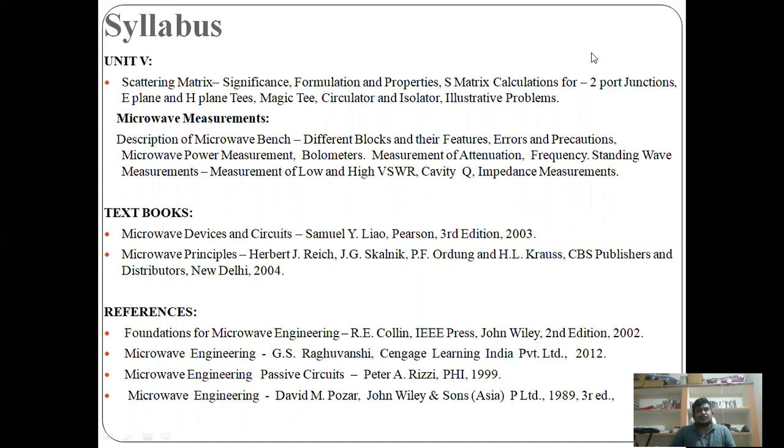What are the textbooks you have to follow? We have one book, Microwave Devices and Circuits by Samuel Y. Liao. The second book, as the syllabus mentions, is Herbert Jerry. You may also go with the references: Fundamentals of Microwave Engineering by Collin, as well as Microwave Engineering by David M. Pozar. These are the books you may follow.